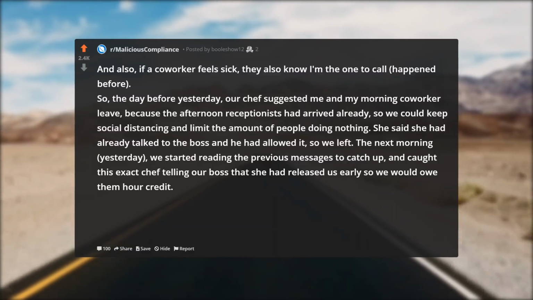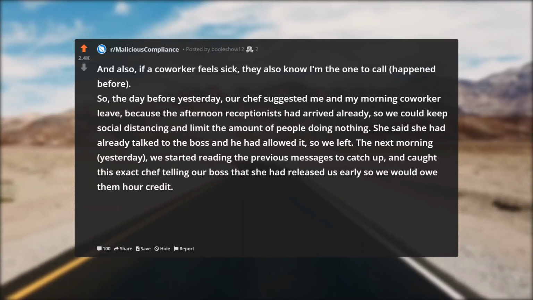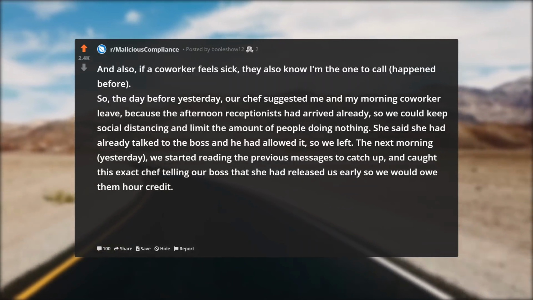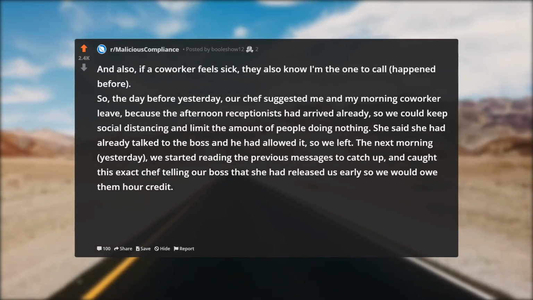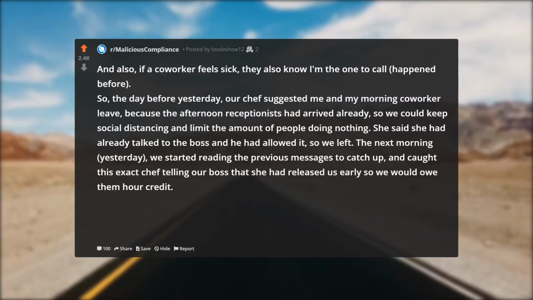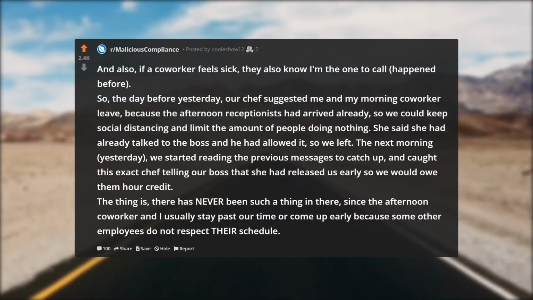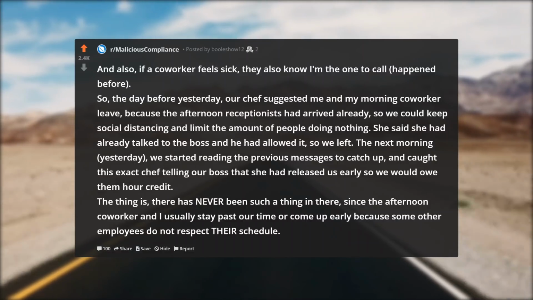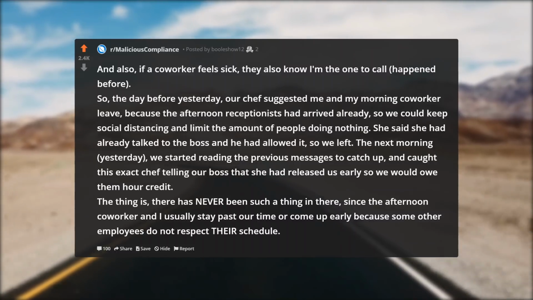She said she had already talked to the boss, and he had allowed it, so we left. The next morning, yesterday, we started reading the previous messages to catch up, and caught this exact chef telling our boss that she had released us early so we would owe them our credit. The thing is, there has never been such a thing in there, since the afternoon co-worker and I usually stay past our time, or come up early because some other employees do not respect their schedule.